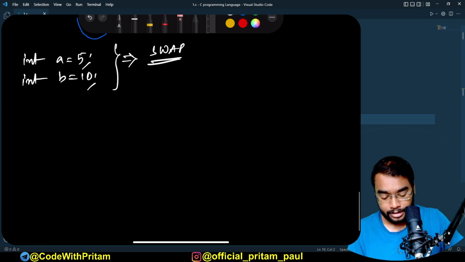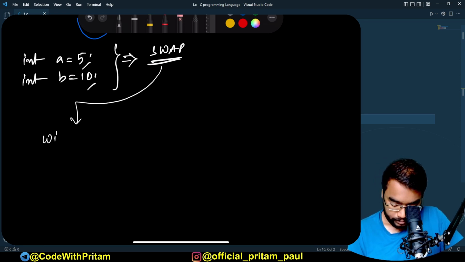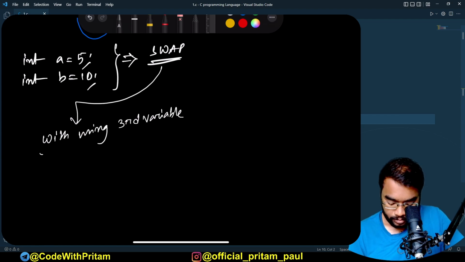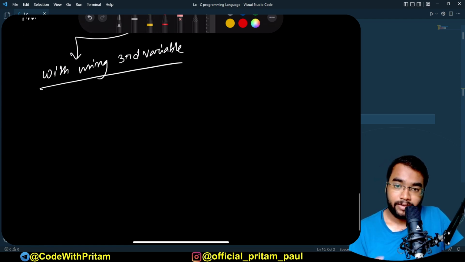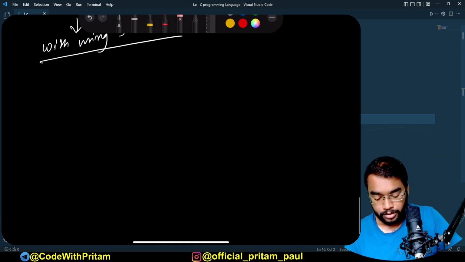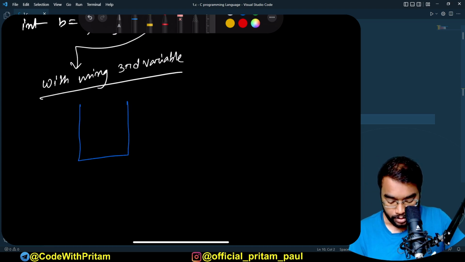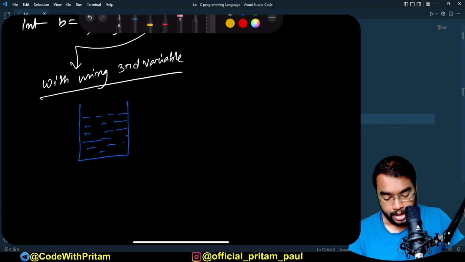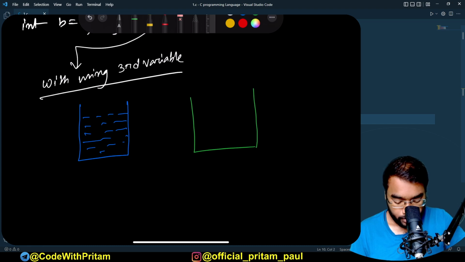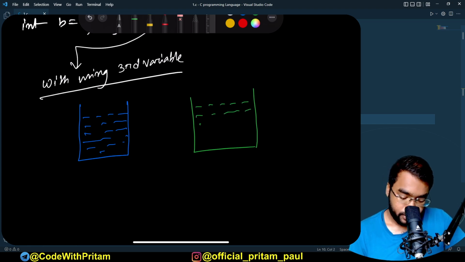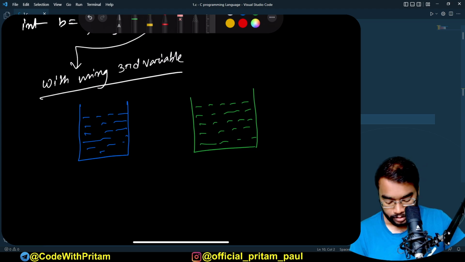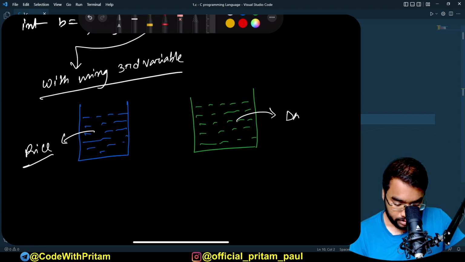So here there are two ways. The first is with using a third variable. That means we are going to use a third variable to swap these two values. Now let me explain it. Here there is a jar having some rice, and here there is another jar having some dal.